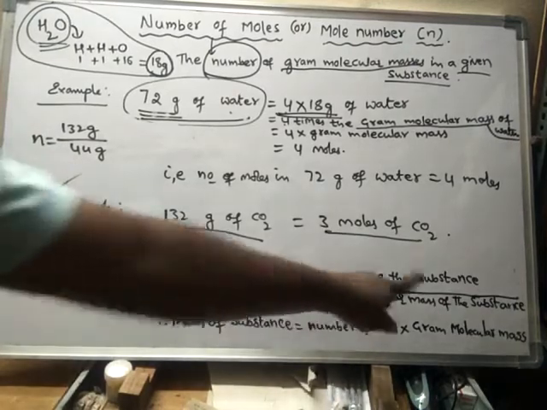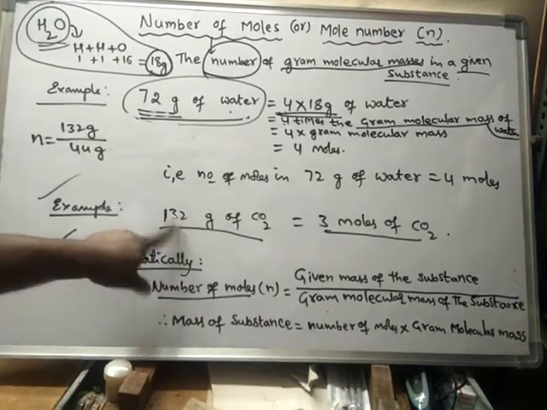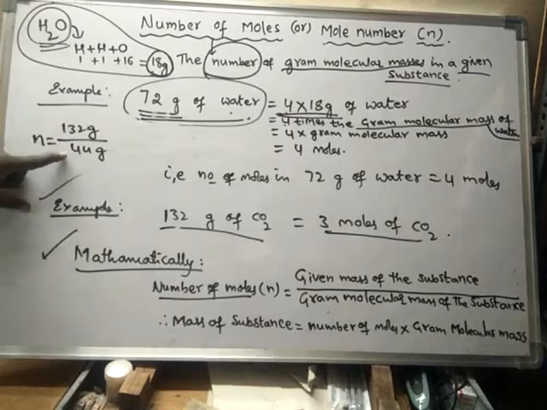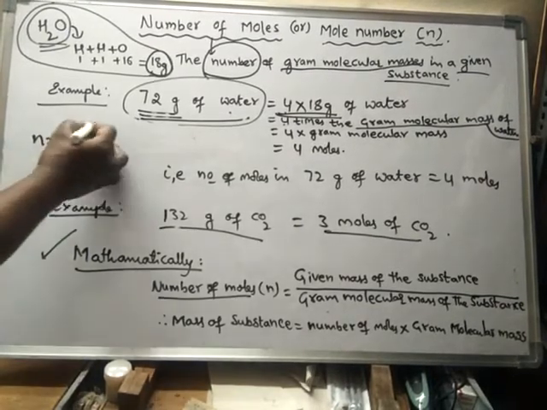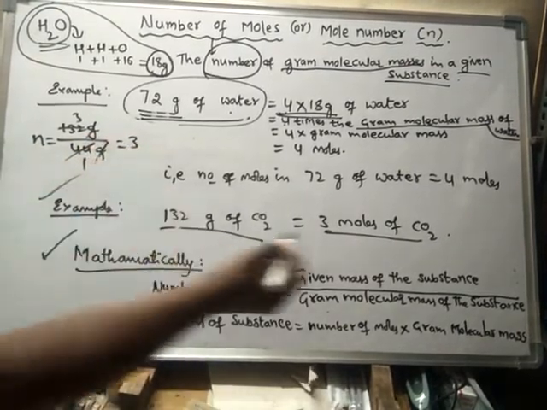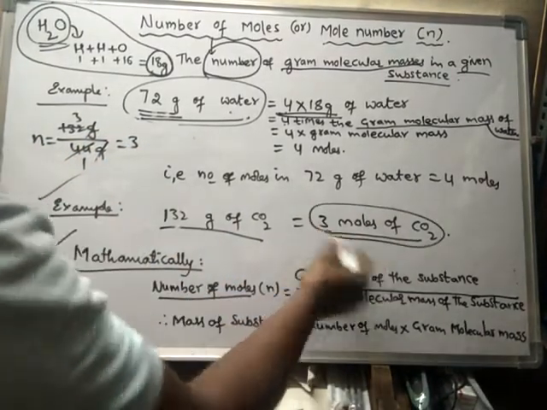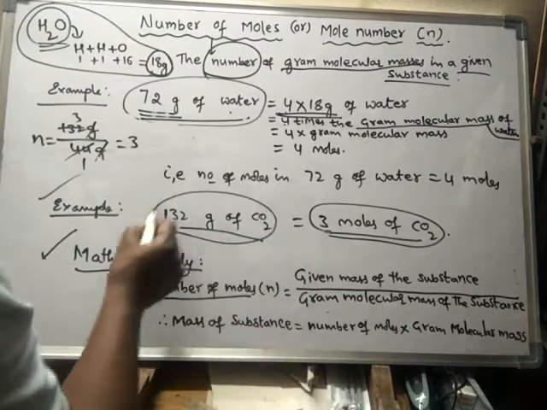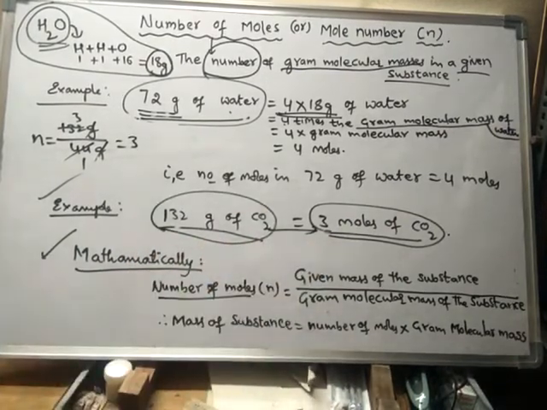Okay, so the given mass of the substance is how much? 132 grams. So upon calculating, finally what will you get? 44 ones are 44, 44 threes are 132. So n is equal to 3. So that is why 132 grams of carbon dioxide is equal to 3 moles of carbon dioxide.